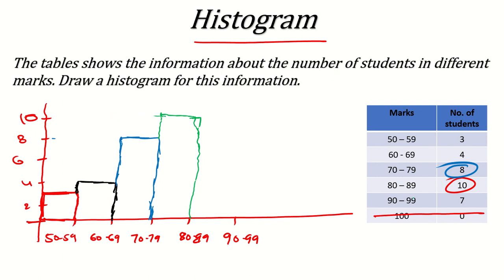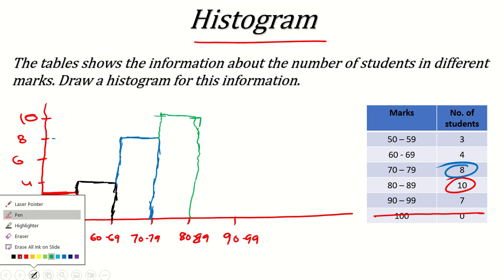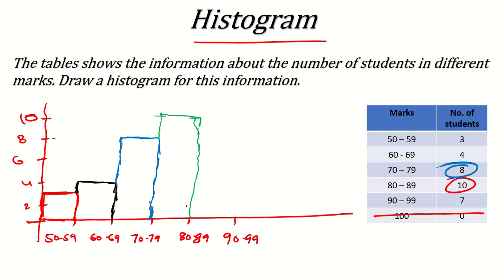Now 90 to 99, it is 7, so I'll change the color again. 90 to 99 is 7. So where is the 7? Between 6 and 8. So it comes a little here. So it goes like this and then like this. So this is called a histogram. Like this you will make the histogram. I'm sure you understood this. But remember here that this top line shows the frequency. Every box's top line will show the frequency.